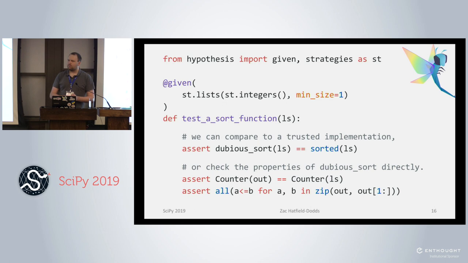Or in some cases, we might not actually be sure how to implement a sorting function, but we know what a sorted list looks like. And so in this case, a sorted list has the same number of each element, and the elements of the output pairwise are in order, right? Earlier elements are always less than or equal to later elements. And so we can actually check if the list has been sorted without knowing how to sort a list, which becomes very important when we're doing more complicated things than list sorting, simulations, agent-based modeling, or whatever else we're doing.